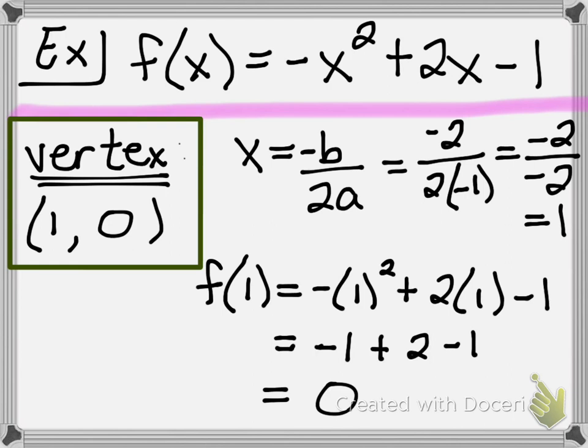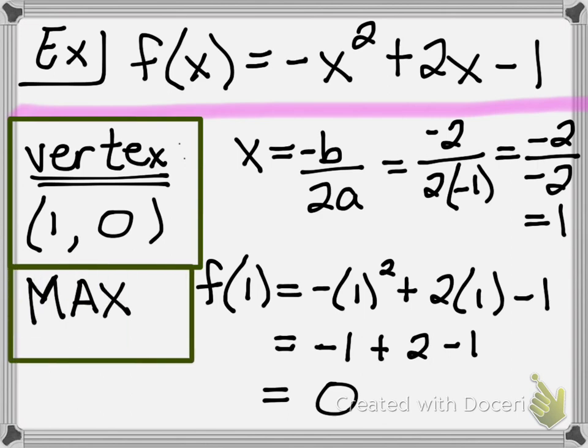Now, next question. Is this going to have a maximum or a minimum? Since a is negative, we are going to have a maximum. So that answers 2 questions right off the bat. 1, 0 is going to be the max. So depending on the type of question we're looking at, it just kind of depends on what goes on from there.